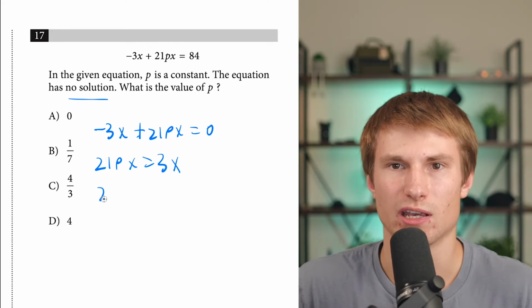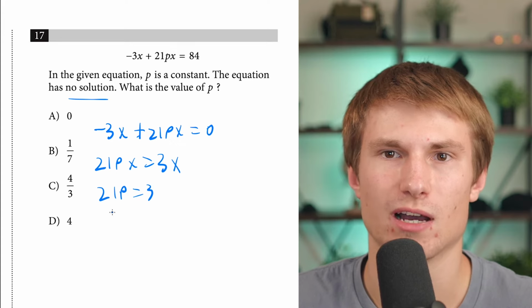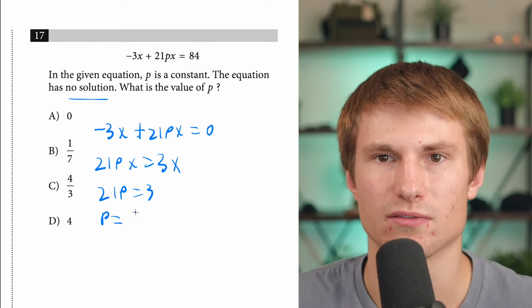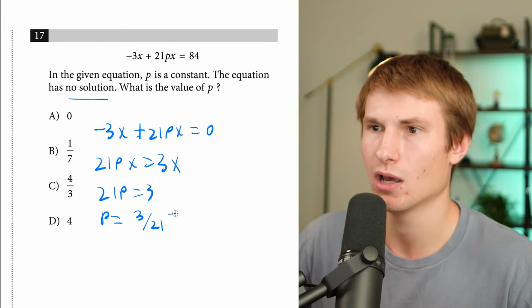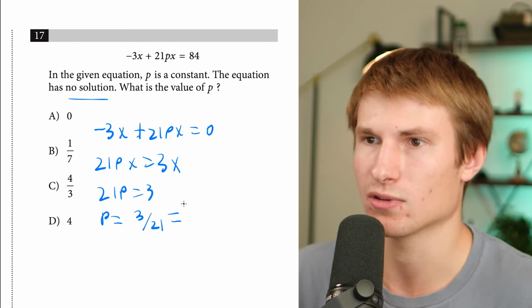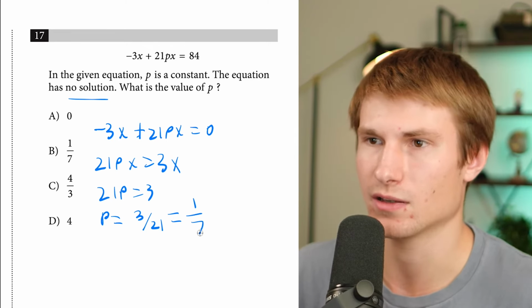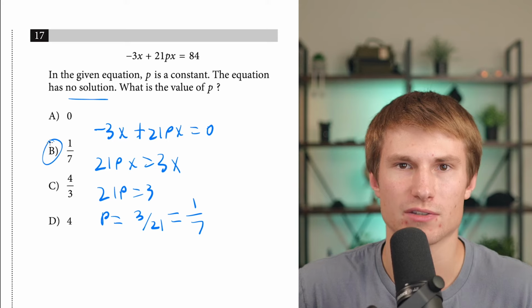Our x's will cancel. We'll have 21p is equal to 3. Divide both sides by 21 to isolate the value of p. 3 over 21 can be simplified by dividing both the numerator and the denominator by 3. That gives us 1 over 7 for the value of p, so our answer has got to be B.